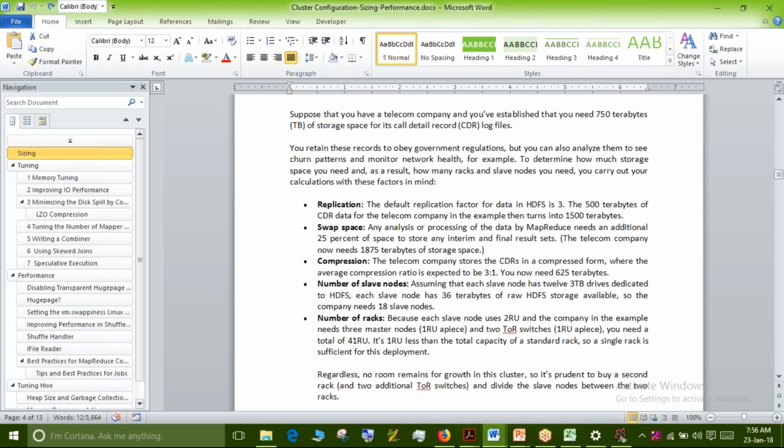So to make all these things possible, suppose your need is to store 500 TB of data. 500 into 3 is 1500 TB. There itself we have the replication factor of 3, and then we add 25% of the space towards swap space. So all put together, for your 500 TB of actual need, we require a storage of 1875 terabytes.